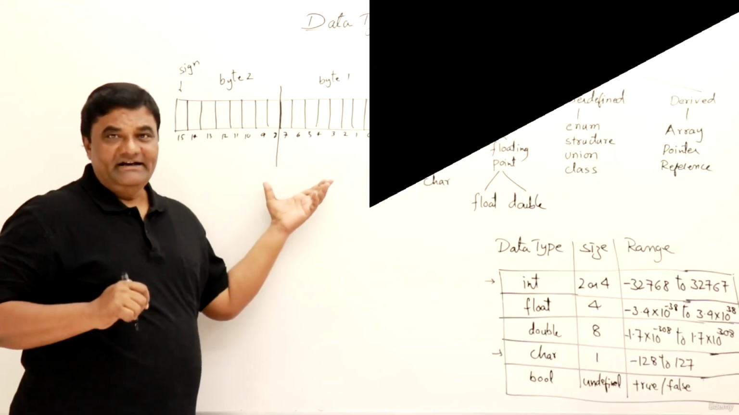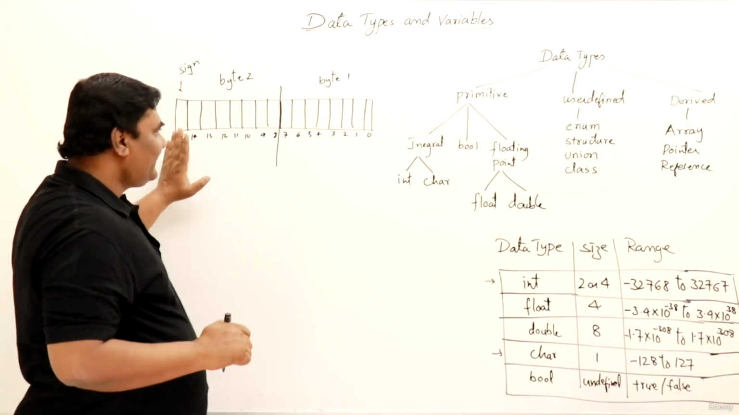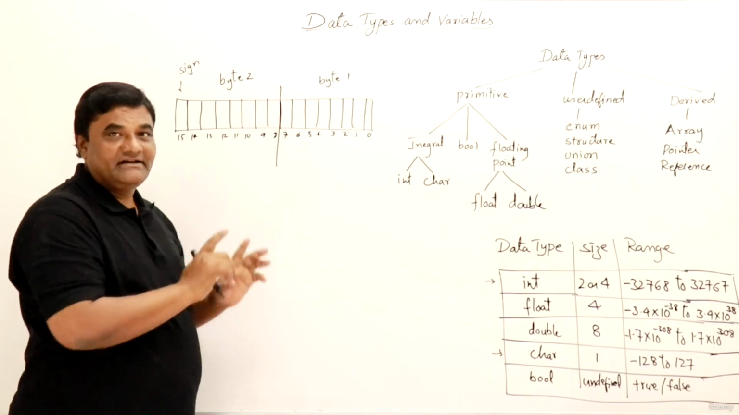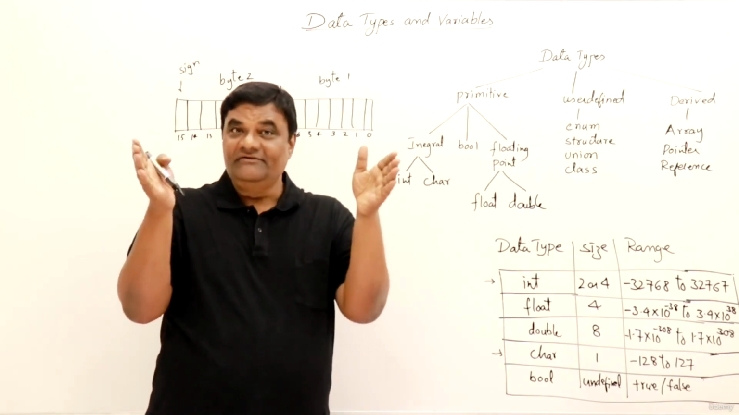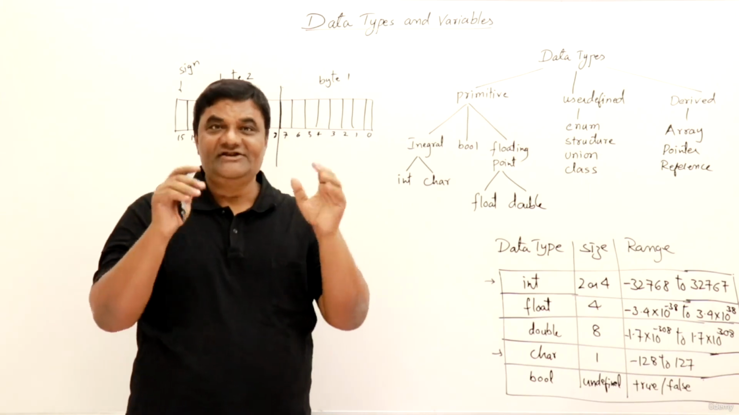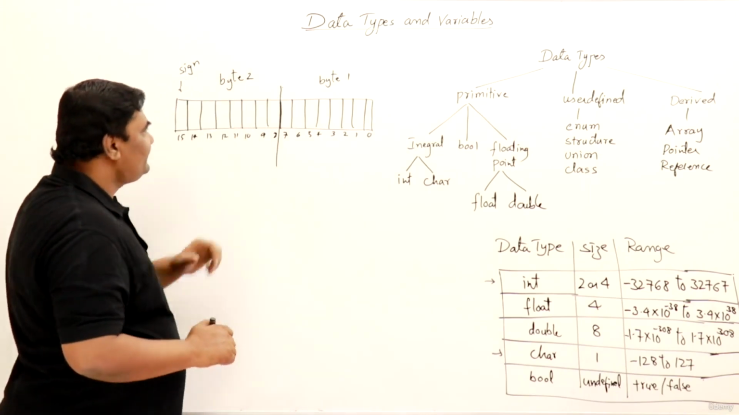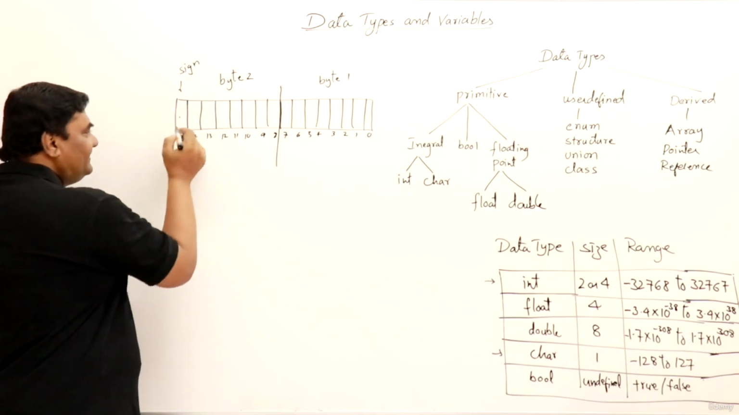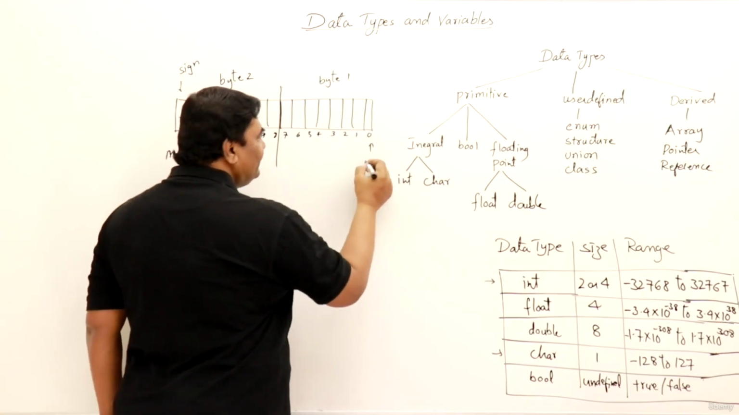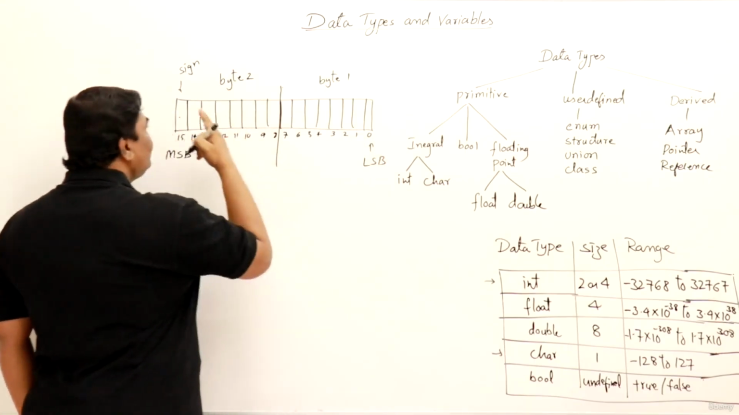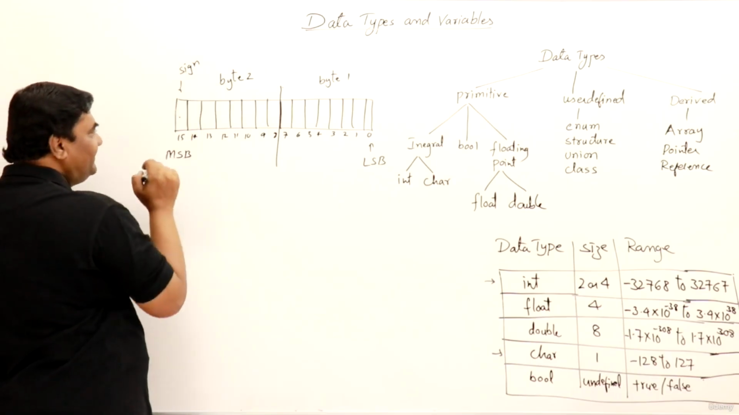So here I have 2 bytes. This is the first byte, this is the second byte. Total 16 bits are there. 16 bits together, 2 bytes together work as a single variable, single data, that is integer. So how are the 16 bits used? One of the bits, this is called the most significant bit, and this is called the least significant bit. So this bit is reserved for the sign bit.